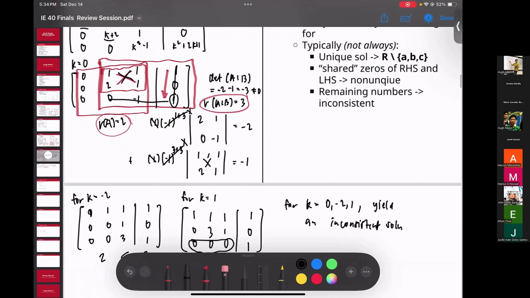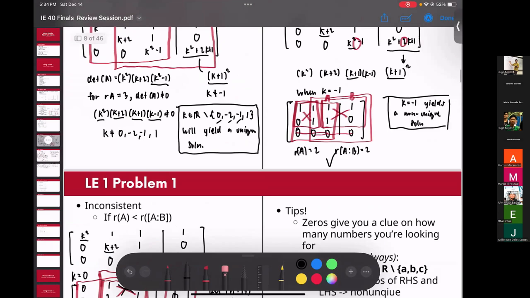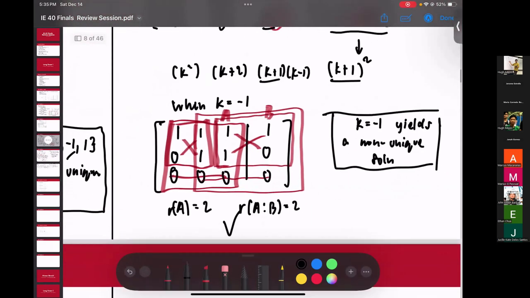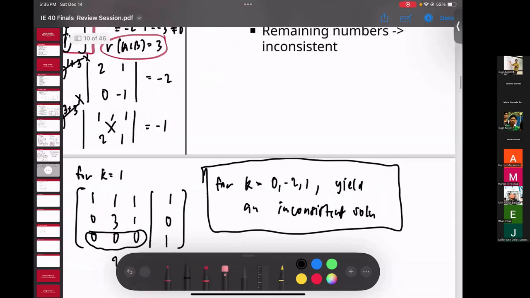So that's the conclusion. That's basically the final answer. This will yield a unique solution. This will yield a non-unique solution. And this will yield an inconsistent solution.